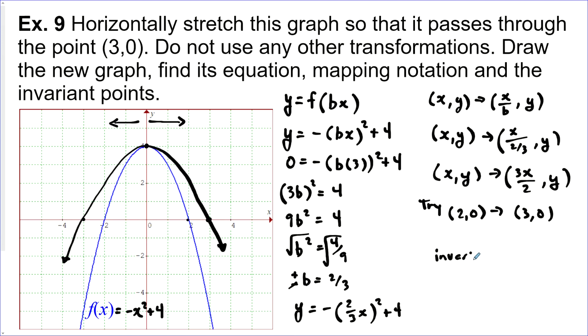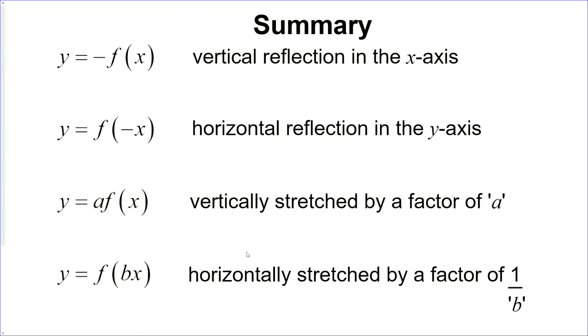So invariant point would be 0, 4. To summarize all the reflections and stretches we talked about, if we multiply by negative outside, that's a vertical reflection over the x-axis. If we multiply by negative inside the function, that's a horizontal reflection in the y-axis. Remember, this affects the y values outside. This affects the x values inside.